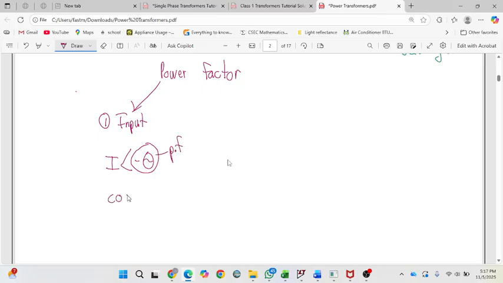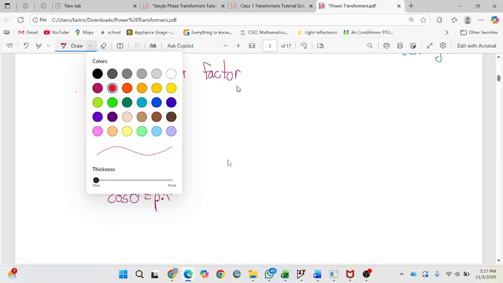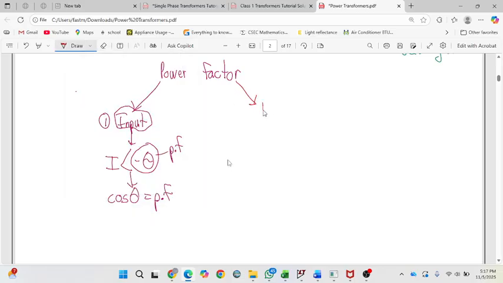So cos theta is equal to your power factor. Cosine is an even function, so the negative doesn't really matter for cos. So it doesn't matter if it's positive or negative. The power factor will always be positive, right? So that is your inputs. You can get the power factor from the input current, which is just the angle for the current, and then the other way is you could get it from the load.